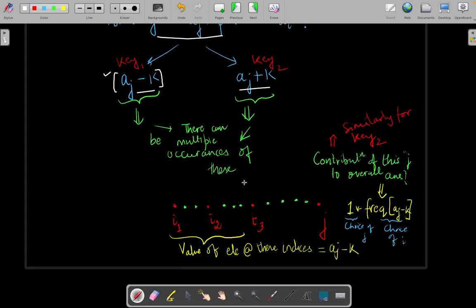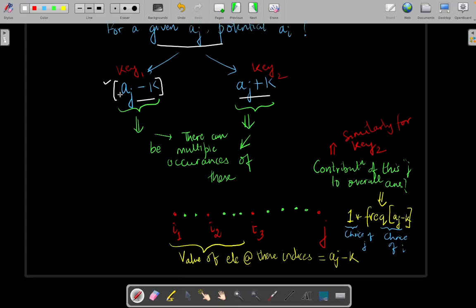So that gives us an intuition to use a frequency data structure, like a frequency map or a frequency table or a frequency array, something like that. For example, if we are standing at this j, at all these indices I1, I2, I3, all of them pertain to this value of aj minus k, right? The element here pertains to aj minus k, so on and so forth. Here also at I3, right? So we need to figure out the frequency of this.